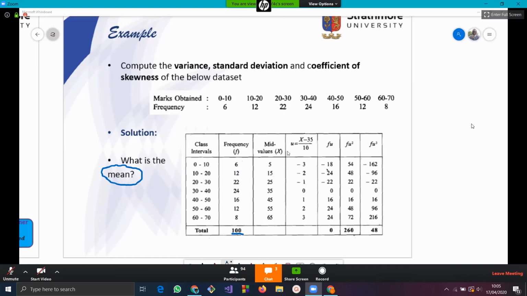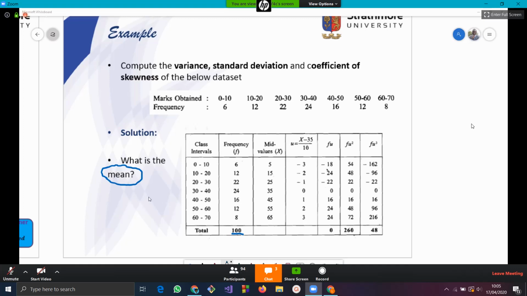These are the x's. So there is one column you might need here where you multiply the f by the x. So 6 times 5 will be 30, 12 times 15 will be so and so, and then that will be your column for fx. You will add everything in fx, then you will divide by 100 for f.